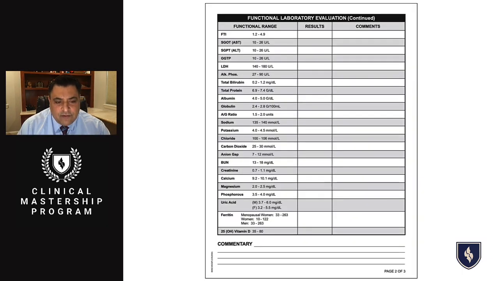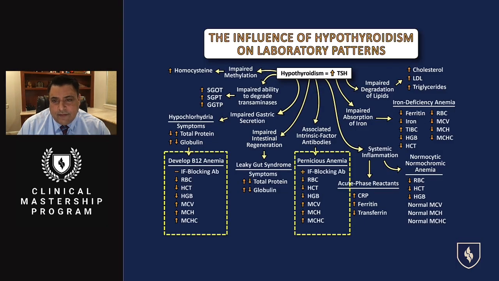Now you're going to see some people in hypothyroid states develop anemias, and there are different types of anemias you can develop. Let's talk about the megaloblastic anemias first. So megaloblastic meaning the red blood cells are enlarged. So if you look over here, we have both B12 anemia and pernicious anemia that are involved.